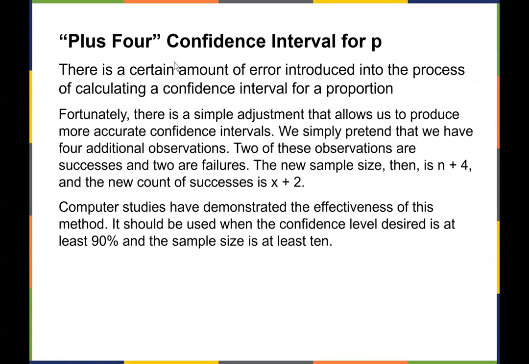All right, the plus 4 confidence interval. So there is a certain amount of error introduced into the process of calculating a confidence interval for a proportion. One trick that we use is you pretend that we have 4 additional observations. 2 of these observations are successes and 2 of these are failures. The new sample size then is n plus 4, so 4 more observations. And our new count of successes is going to be x plus 2. The reason why this works is really beyond the scope of this class, but computer studies have shown that it is very effective and makes the confidence level at least 90% when the sample size is at least 10.